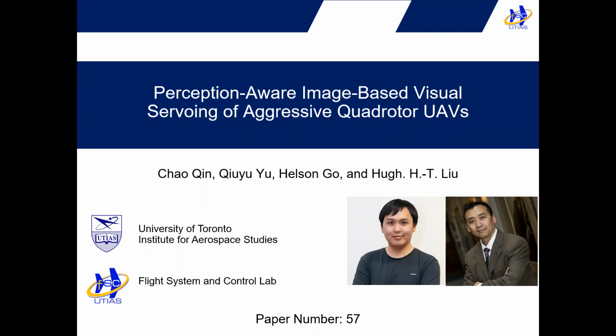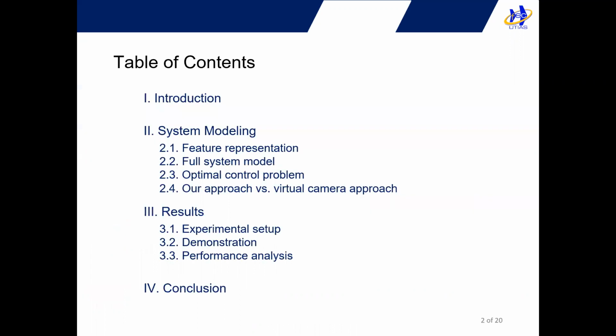I'm Chao Qing from University of Toronto Institute for Aerospace Studies, and I'm about to introduce our paper, Perception-Aware Image-Based Visual Servoing of Aggressive Quadrotor UAVs.